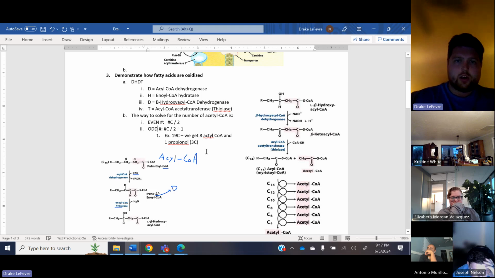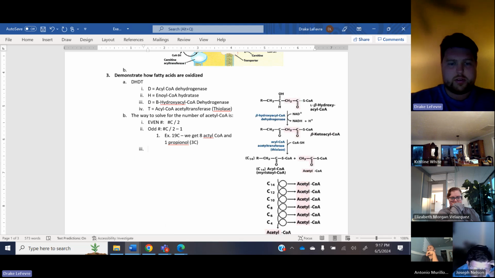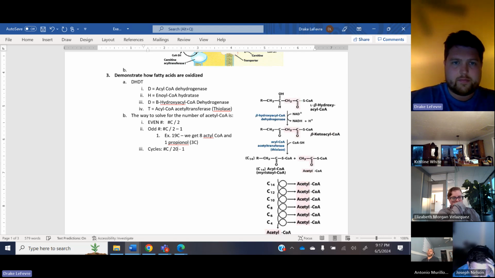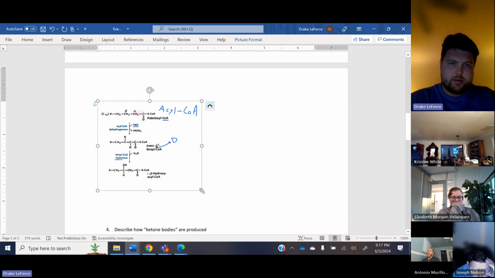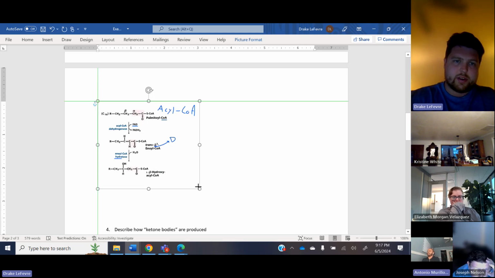And remember that the equation for the number of cycles performed. So cycles is the number of carbons divided by 2, again, minus 1. We get that. And there's always a handful of questions specific to this.